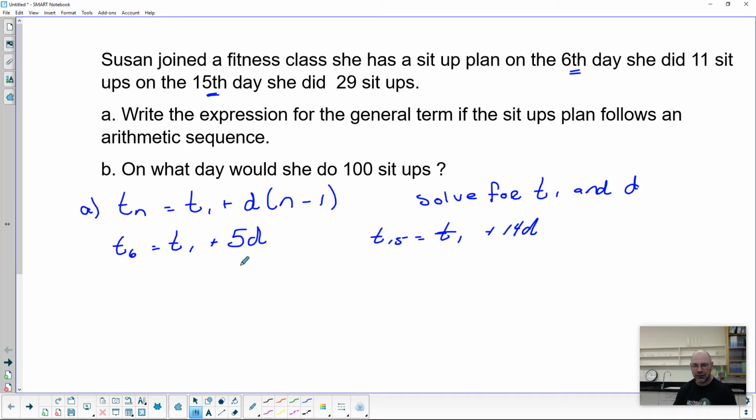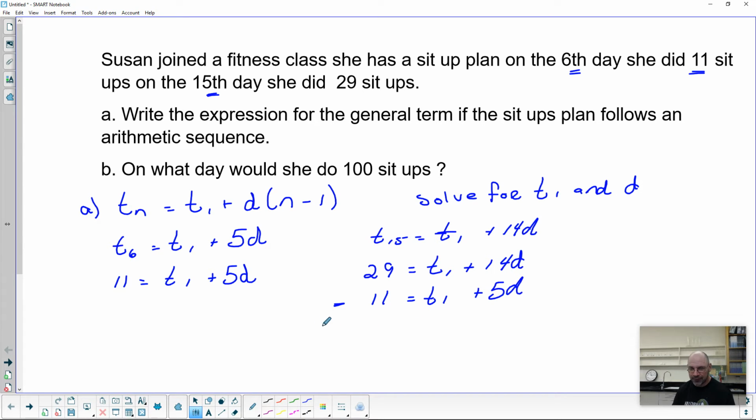Now we're going to solve for T1 and D by subtracting the two equations. We know that T6 is actually 11 and T15 is 29. So we plug in: 11 equals T1 plus 5D. That's one equation. For the 15th term, 29 is equal to T1 plus 14D. There we have our equations that we can solve for D. We're going to subtract the smaller one from the larger one.